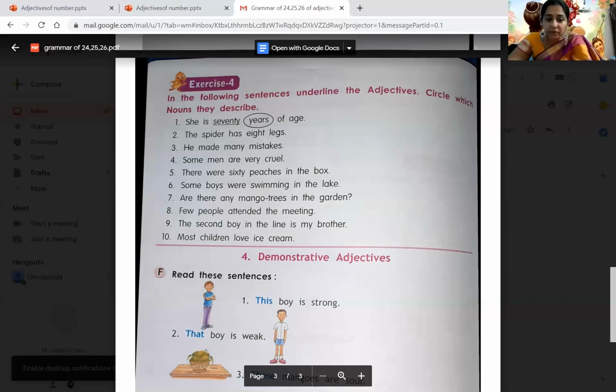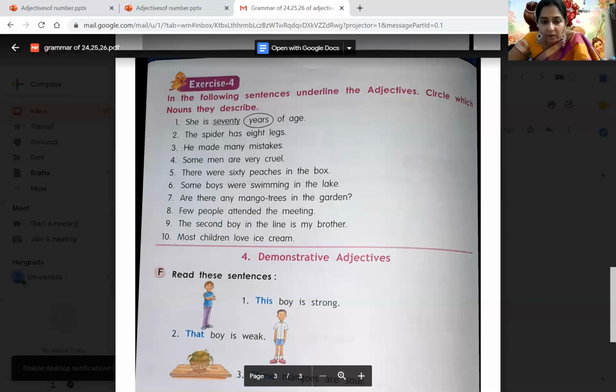Okay. Fifth one, there were 60 peaches in the box. How many peaches? 60. So 60 is to be underlined and peaches circled. Sixth one, some boys were swimming in the lake. Some you have to underline and boys you have to circle. Are there any mango trees in the garden? That's why she's asking, are there any? Any you have to underline, and mango trees you have to circle as it is the noun.